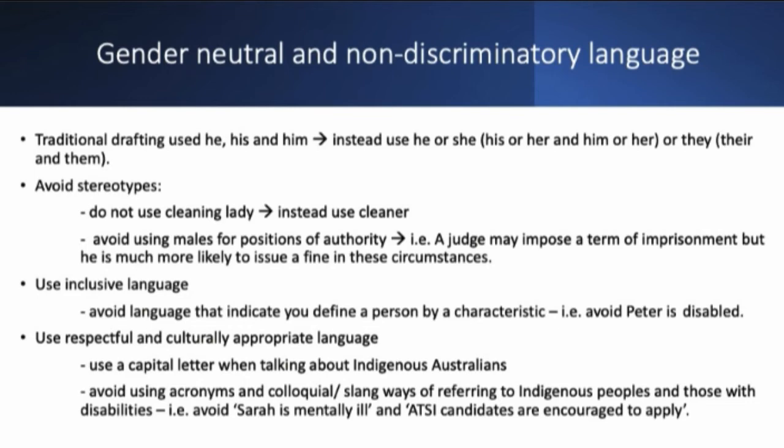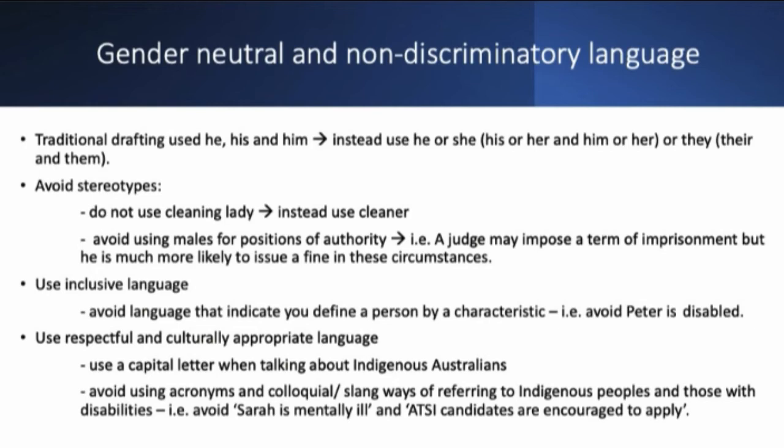You should also try and avoid stereotypes when drafting. You can see on the slide there the example of cleaning lady. Instead, you should use cleaner. What we're doing when we use things like cleaning lady is we're stereotyping and we're placing women usually in lower paid, lower skilled roles and males in positions of authority or higher paid roles. So sometimes we will see people refer to professor, doctor and judge as male even when they don't know the gender of the relevant person. And we see the reverse with childcare workers, cleaners and nurses. They tend to be assumed to be female.